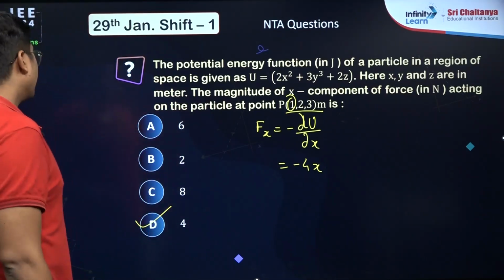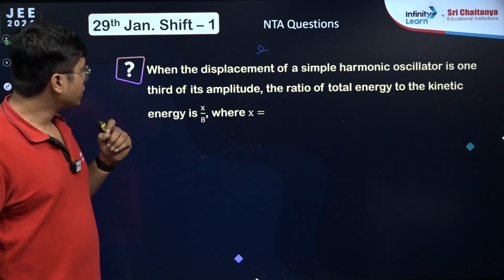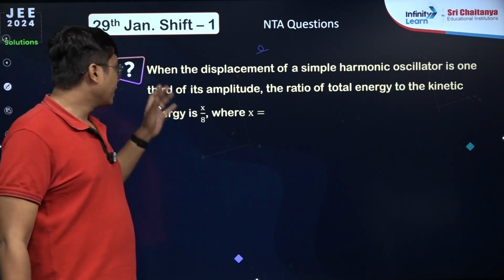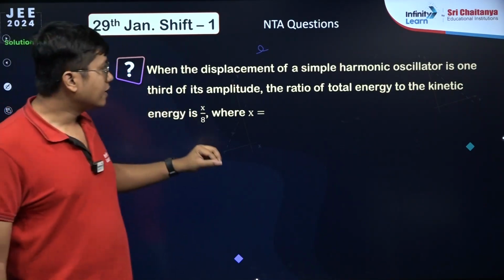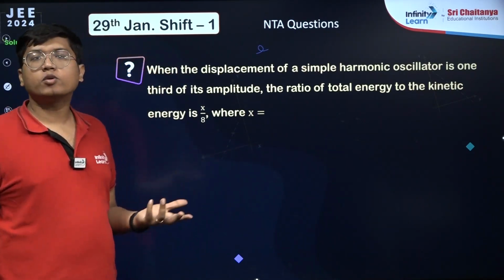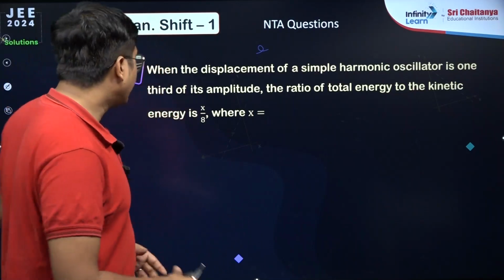Let's move to our next question. These are the numerical type questions. It says when the displacement of a simple harmonic oscillator is 1/3 of its amplitude, then the ratio of total energy to the kinetic energy is x by 8. x is equal to how much? So we know the kinetic energy formula.